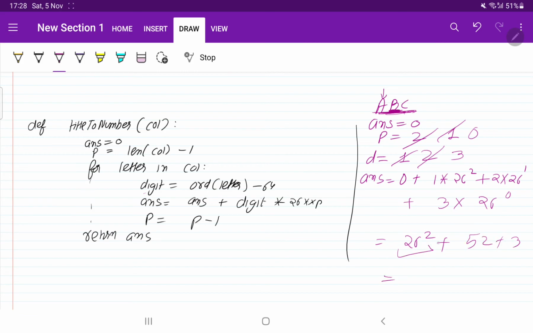Okay, so 26 square is going to be 676, plus 52, plus 3. You will get your final answer.